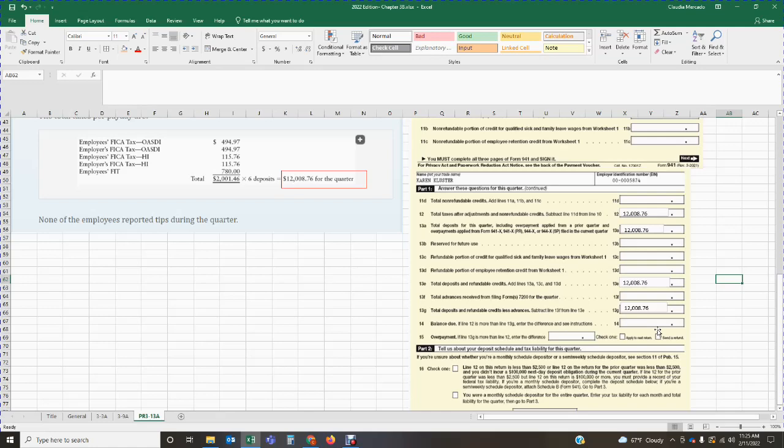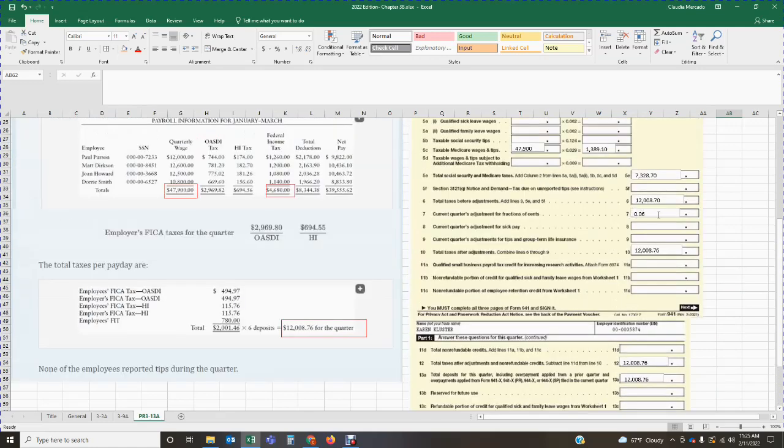The only thing I would caution you in part 1 is that 6-cent adjustment. You're going to compare your calculation on the form, which is 12,870, versus your deposits of 12,876 to get that 6-cent adjustment.